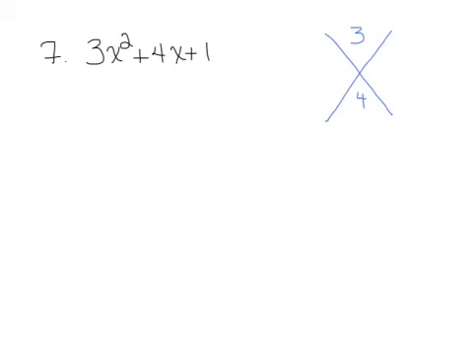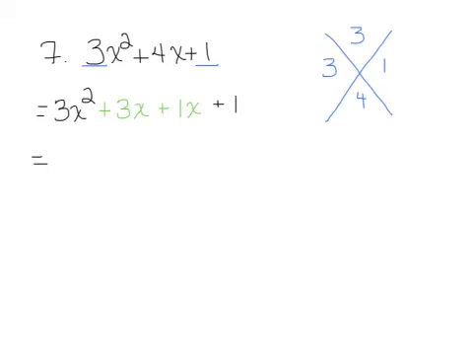In number 7, when we multiply the leading coefficient times the constant, we're looking at factors of 3 that will add up to 4. Factors of 3 that will add up to 4 would be 3 times 1. 3 times 1 is 3. 3 plus 1 is 4. So I can rewrite this polynomial as 3x squared plus 3x plus 1x plus 1.